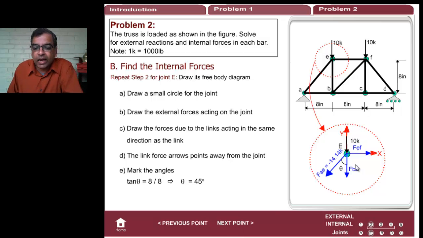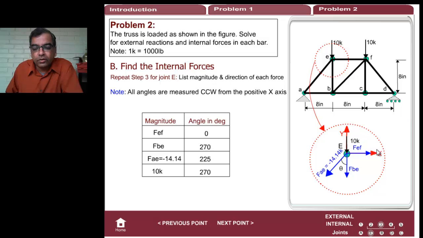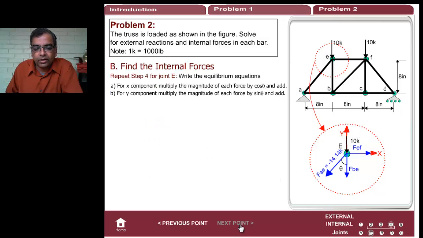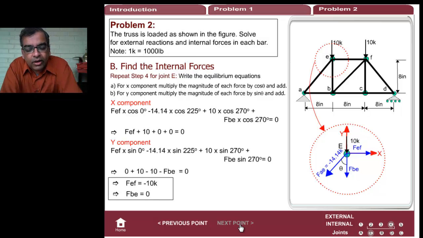As usual, that angle is 45 degrees. So FEF is at 0 degrees. How about FBE? Can you see, if I go counterclockwise from the x-axis, it's 270 degrees. FAE, I wrote down the value 14.94 negative, and it's making 225 degrees this way, counterclockwise from the positive x-axis. The 10K load is not this one. You have to go to the base, draw the line, and calculate that angle. Go to the base, draw the horizontal line, and then go that way. Very good. Here are your x and y components.